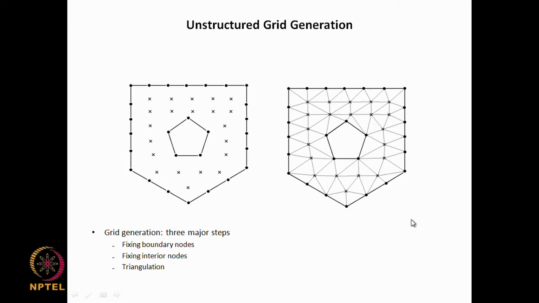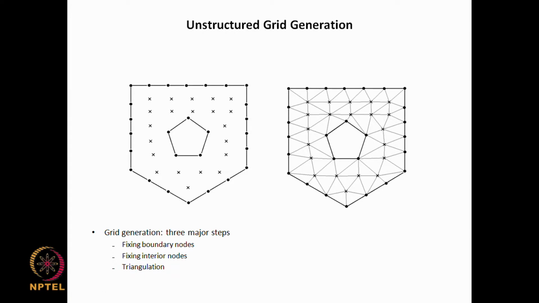So, when you want to go from just a boundary into a triangulated mesh like this, we would have 3 major steps. First is fixing the boundary nodes, second is fixing the interior nodes, and third is triangulation. Okay. So, that is joining these individual things to make up a triangle. We may look at these as fairly simple to do, but one would have to take a lot of care in making sure that, for example, all these points are well distributed.